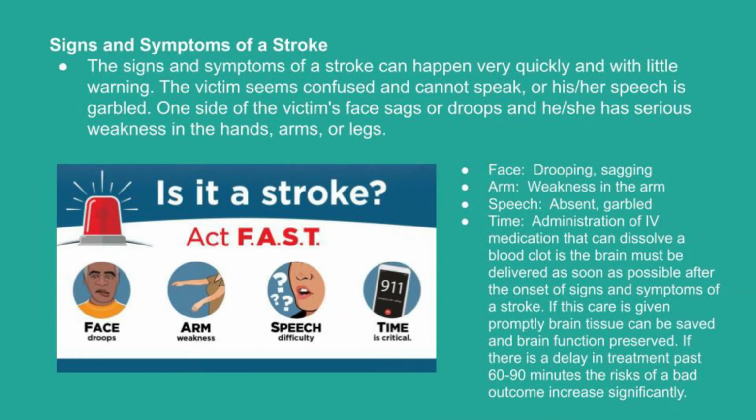The signs and symptoms of a stroke can happen very quickly and with little warning. The victim may seem confused, they sometimes can't speak, or their speech is garbled. One side of the victim's face can sag or droop. Maybe he or she has serious weakness in the hands, arms, or legs. There is an acronym that is frequently taught, and it is FAST. So if you were ever to see facial drooping, facial sagging, the A stands for arm, so weakness in the arm.